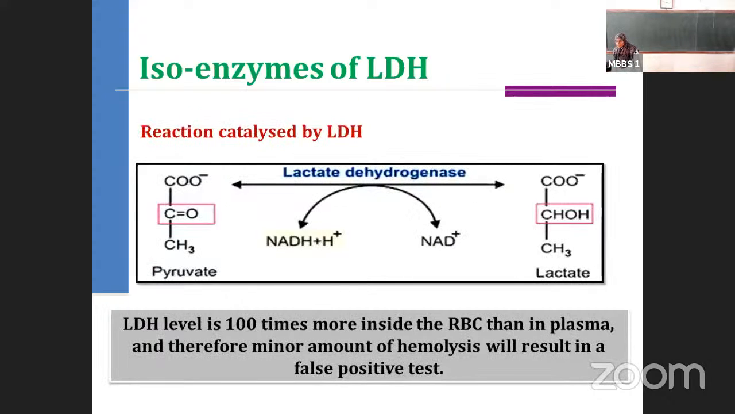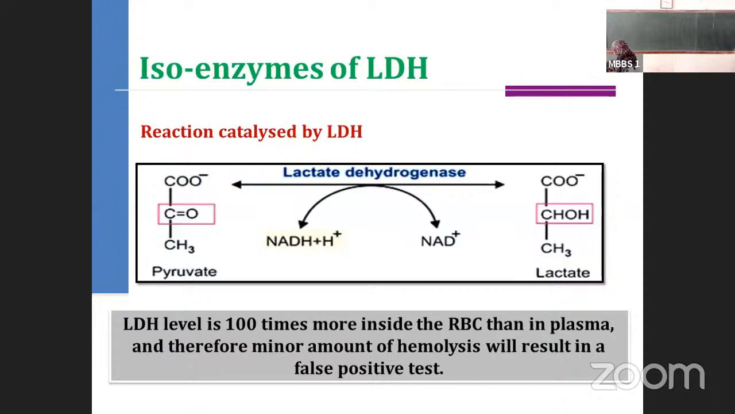Okay. So what is the reaction catalyzed by this enzyme? Lactate dehydrogenase, as you might know, converts pyruvate to lactate. So pyruvate is the substrate for lactate dehydrogenase. It is reduced to lactate. See here, 2 hydrogen atoms are added to this pyruvate, so it is reduced to lactate. Here the enzyme is lactate dehydrogenase, and the coenzyme is NADH. The substrate is pyruvate, and it is converted into lactate.